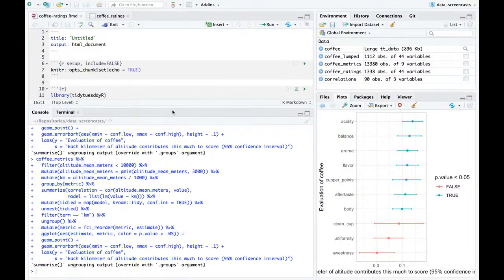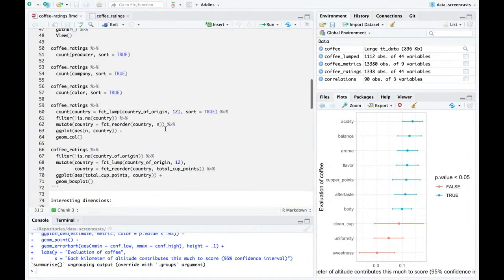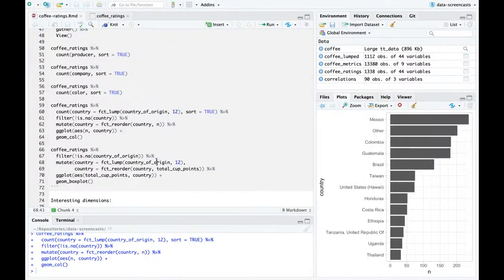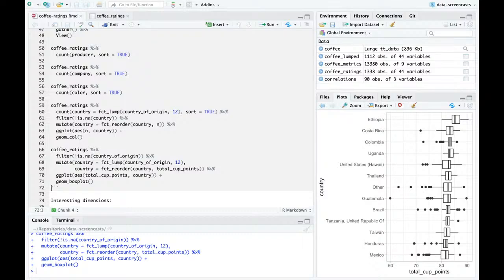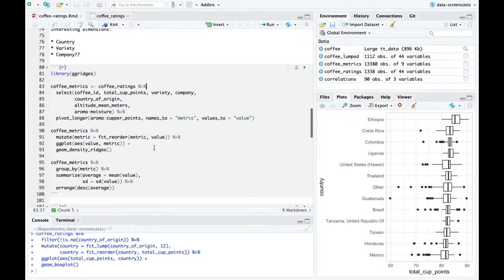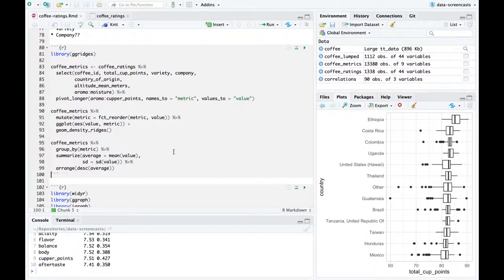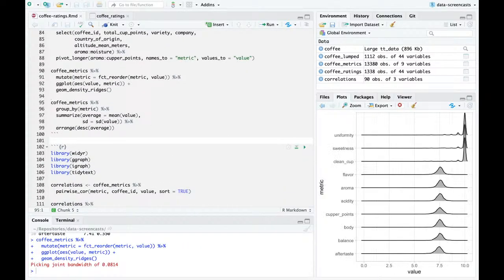So to wrap up, what did we do today? We did a little exploration of our coffee ratings. We looked a little by country. I didn't statistically look at how country or company relate to quality. Then I did some pivot longer to really look across our types of metrics.